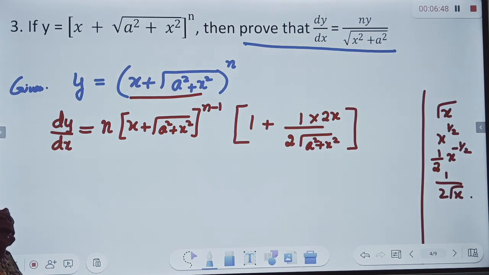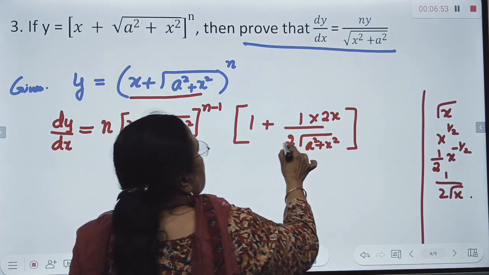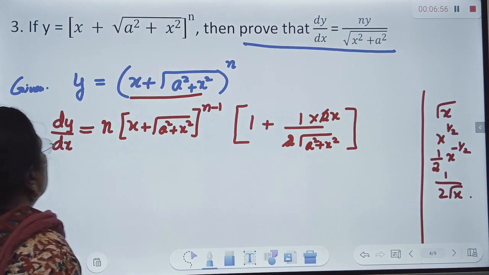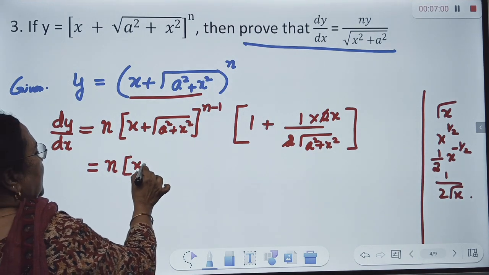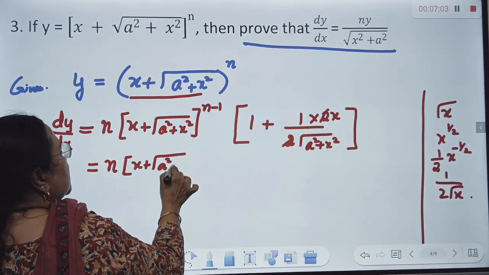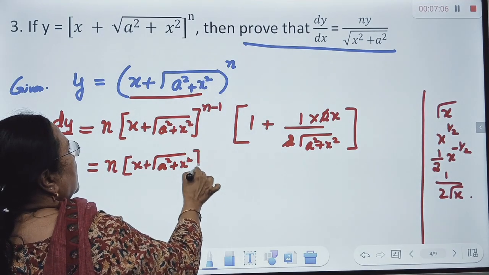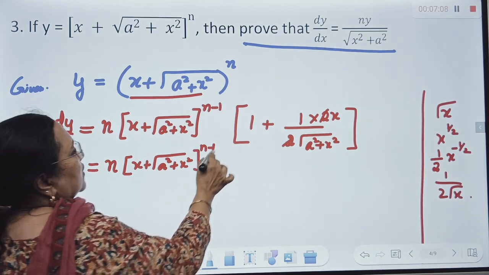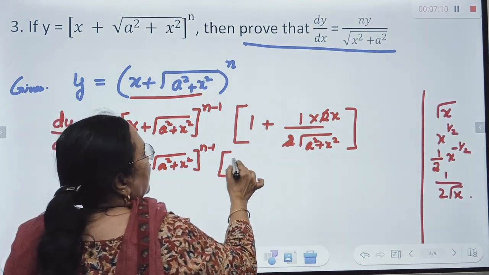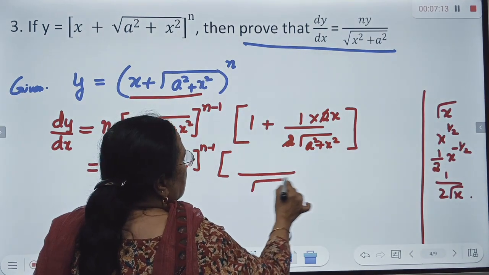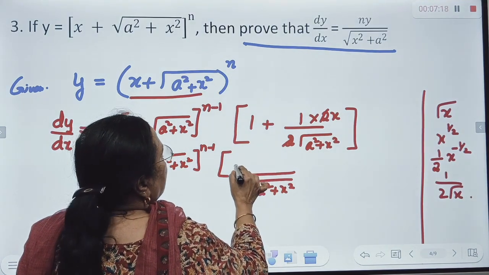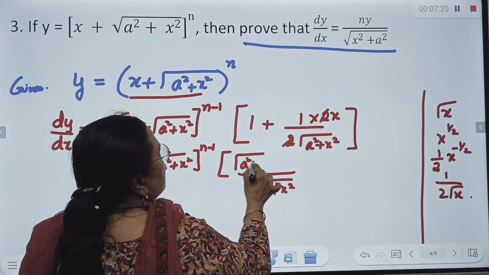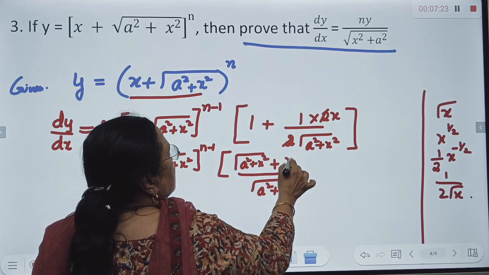Differentiate a square, you get 0. If you differentiate x square, you get 2x, and this 2 gets cancelled. So dy by dx is n into x plus root of a square plus x square to the power n minus 1 into, what will I get? If I take LCM as root of a square plus x square, then the numerator, what will I get? Root of a square plus x square plus x.